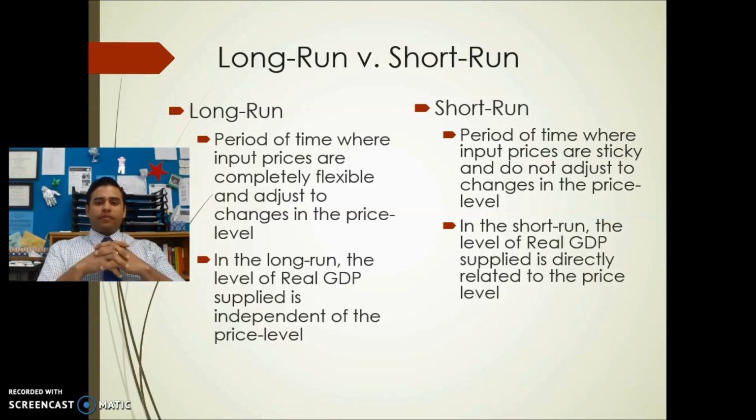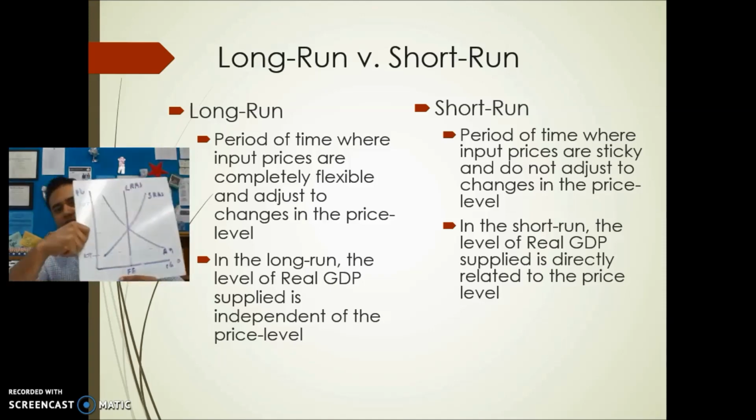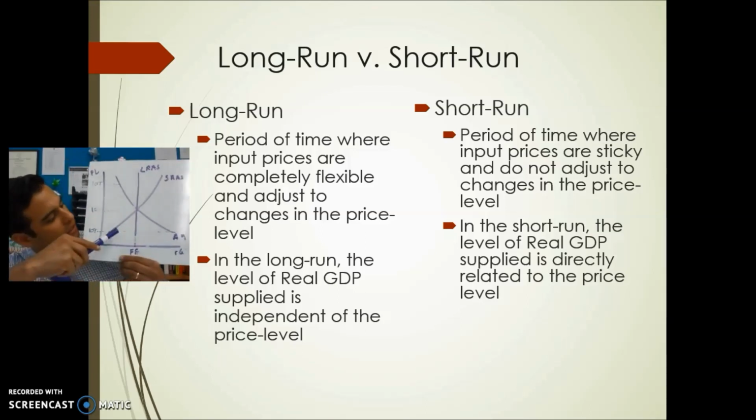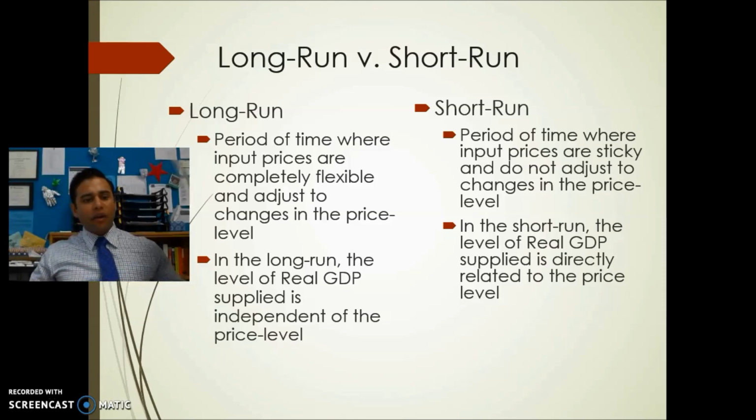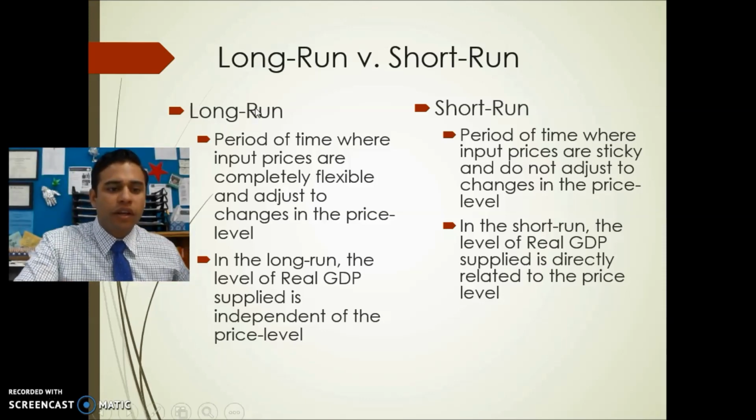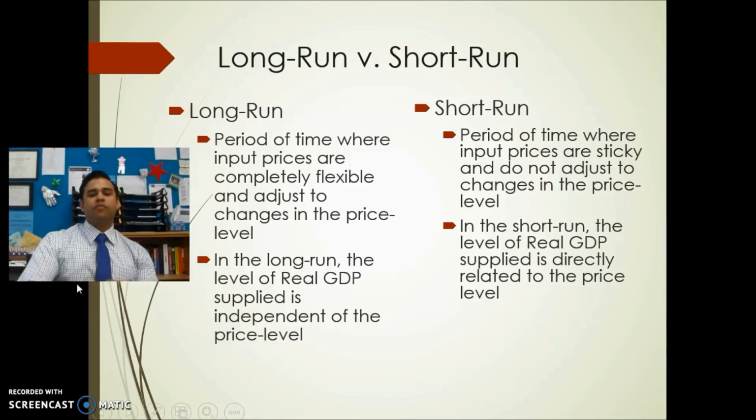Now, this is the part that's going to be a little trickier to understand. So I'll read this bullet to you, and then we'll go back to our story. In the short run, the level of real GDP supplied is directly related to price level. And that's just saying that they have a direct relationship, or a positive relationship. So short run aggregate supply slopes upward. Now what I want to do is return to our story, and I want to explain to you why that relationship exists.